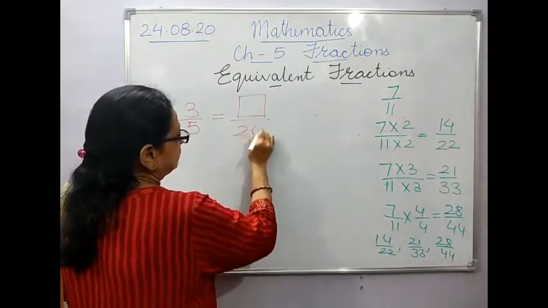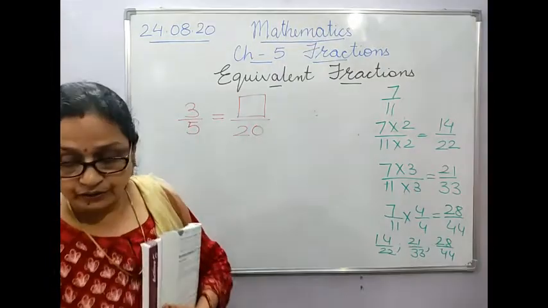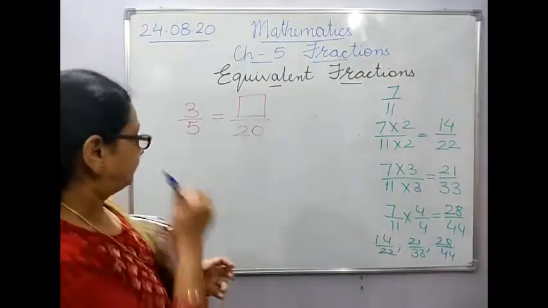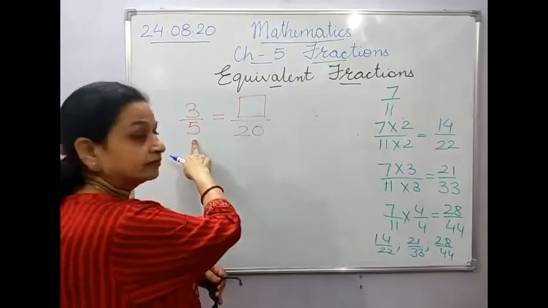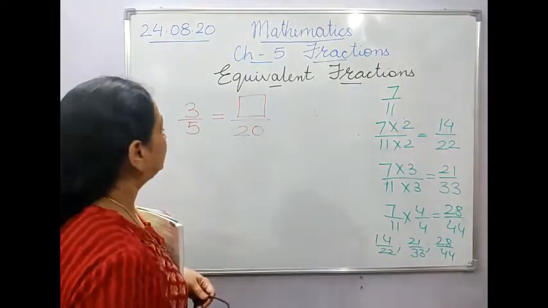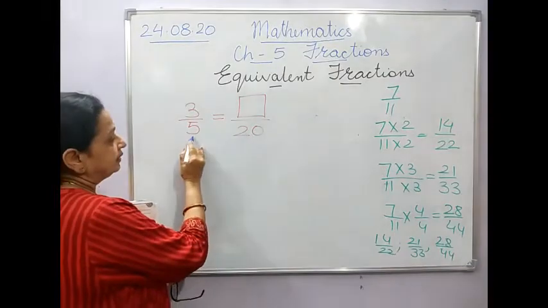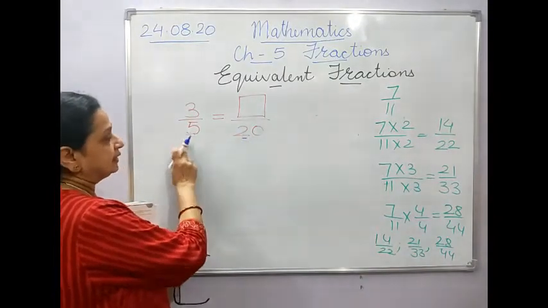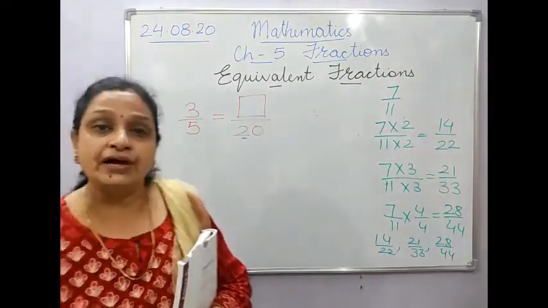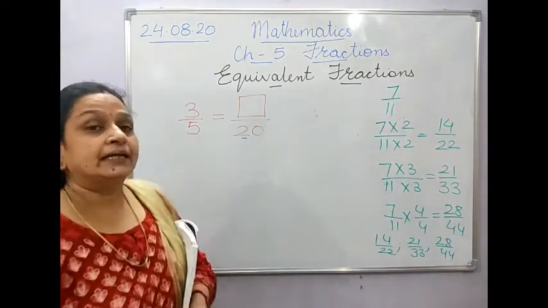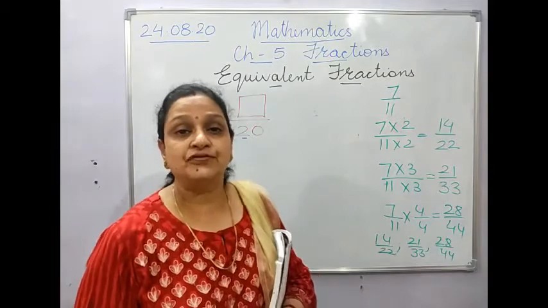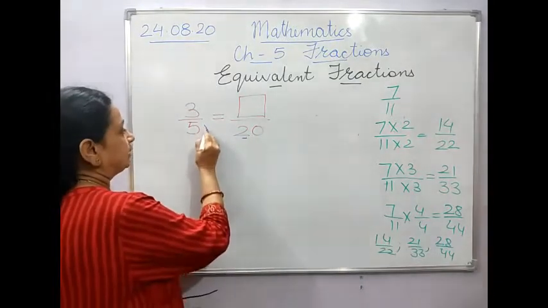Children, these type of sums are very important. How you will do it? See here. You have to find the equivalent fraction of this fraction. So what you do, you will see where this 20 lies in the table of 5. It is 5 4s are 20.